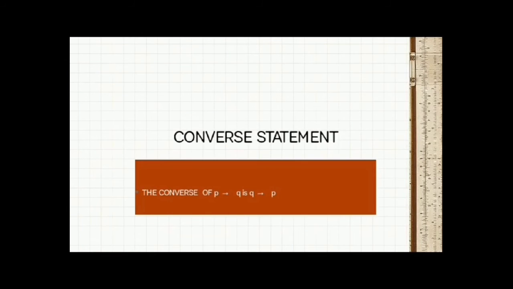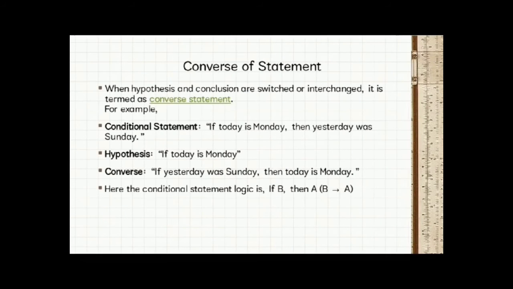Converse statements. Here, when hypothesis and conclusion are switched or interchanged, it is termed as converse statement. The converse of P then Q is formed by interchanging the antecedent P with the consequent Q. It is notated as Q then P. The original statement switch positions in the original if-then statement.